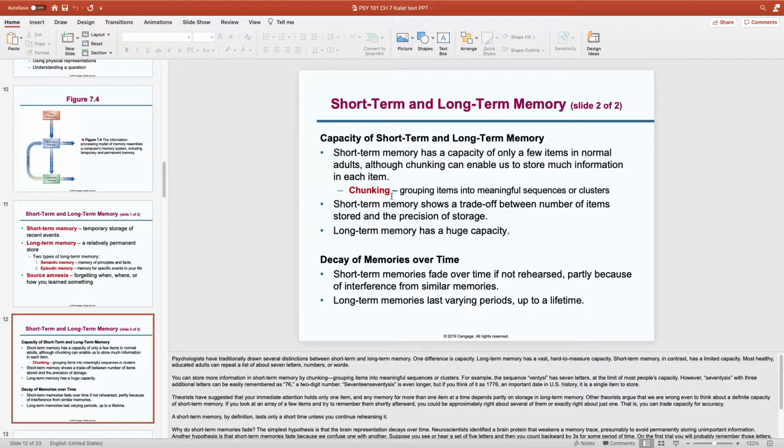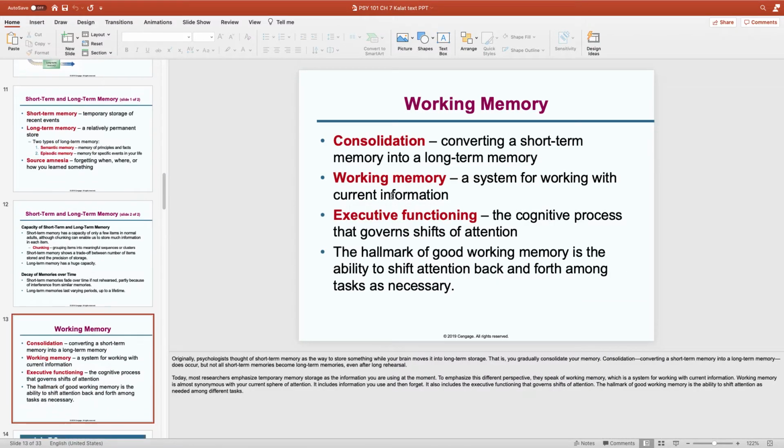Okay, so that's what happens with this decay of memories if we're not rehearsing them or we have interference from something new going into our memory. Long-term memories can last for varying periods of time. Usually after a certain amount of time they're pretty stable, and they're not going to go away. They can last up to a lifetime though, and that's really an important piece of information. That's why getting things into long-term memory is really important.